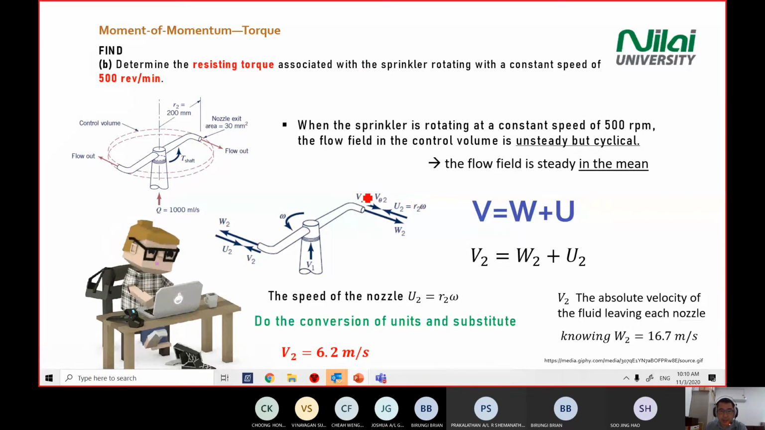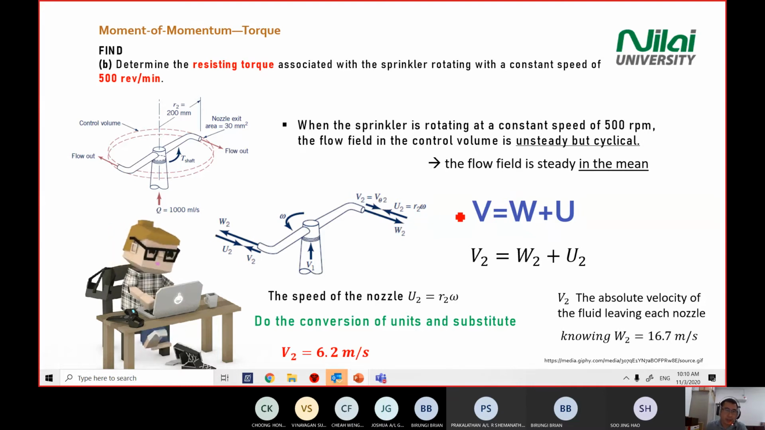So there's a change of identity of velocity here. In the first case where there's no rotation, we know that our V2 is 16.7. But when our sprinkler head rotates at 500 revolutions per minute, our V2 component just now, the magnitude will transfer to W2. Then we need to calculate what our V2 is. It will be a different scenario.